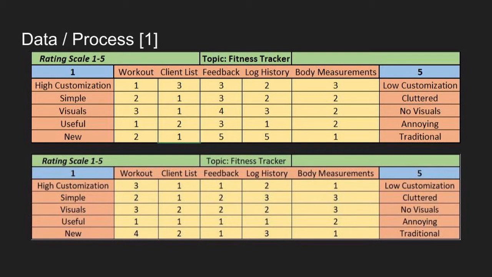Here we have a sample repertory grid. At the top is a topic. In this case, that would be the fitness tracker. Underneath the topic, we have what is called elements. Elements is basically what is being measured by the repertory grid. In our case, elements would be synonymous with the software requirements or application features.